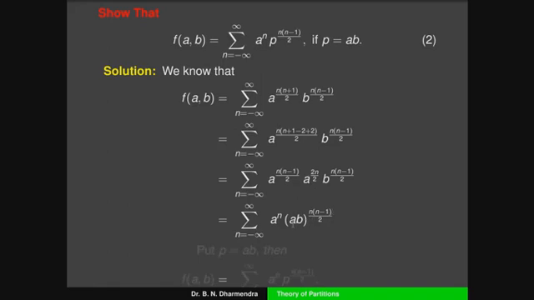So what we have to take in the terms is ab, a into b, that can be written as p. So put p is equal to ab, then another representation of Ramanujan's theta function can be written as f of a comma b is equal to summation n running from minus infinity to plus infinity, a to the power of n into p to the power of n into n minus 1 by 2. You can call this equation 2. You can remember this for result also. The final last two results, we can use this one.